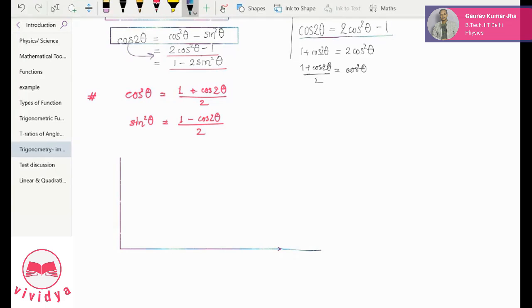Suppose we have a graph. On x-axis we have some angle theta, and on y-axis we have to denote sine theta. Okay, so x is theta and y is sine theta. So this is a function of y equal to sine theta. Okay, so if you want to draw this, how does it look?